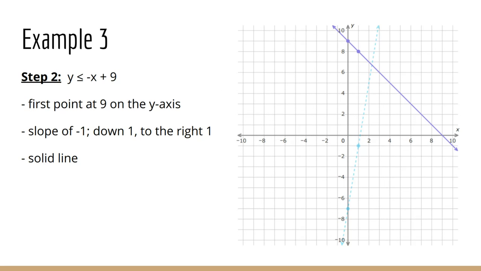Now for our second line, we're going to have y is less than or equal to negative x plus 9, where our y-intercept is 9, so our first point is going to go at 9 on the y-axis. My slope is negative 1, so I'm going to move down 1 to the right 1, and we're going to have a solid line because of that less than or equal to. So I want you to take a second and determine if you're going to shade above the purple line or below the purple line. Go ahead and submit that answer.